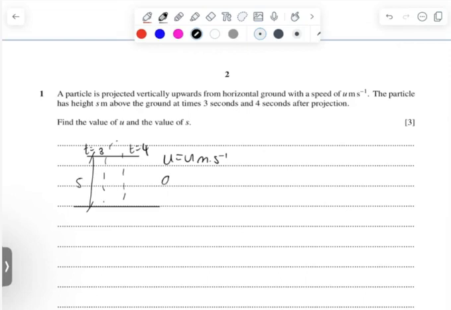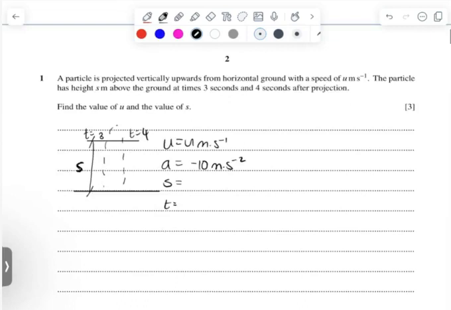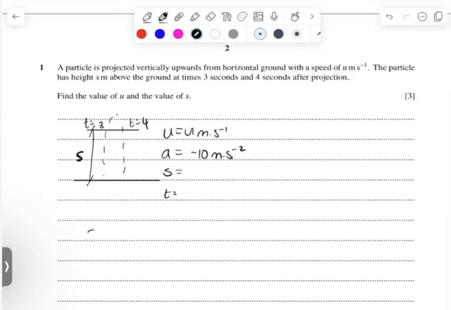What else we know for particles that are projected is our acceleration is always gravity, and in this case, we're just going to take it as -10. We don't know our displacement, but we've been given a value of s at a specific height. And then we've got our 2 times, 3 seconds and 4 seconds. So what I'm thinking here is if I've got s is equal to ut plus a half at squared, if I plug in t is equal to 3 and t is equal to 4, it should have the same displacement at that point.